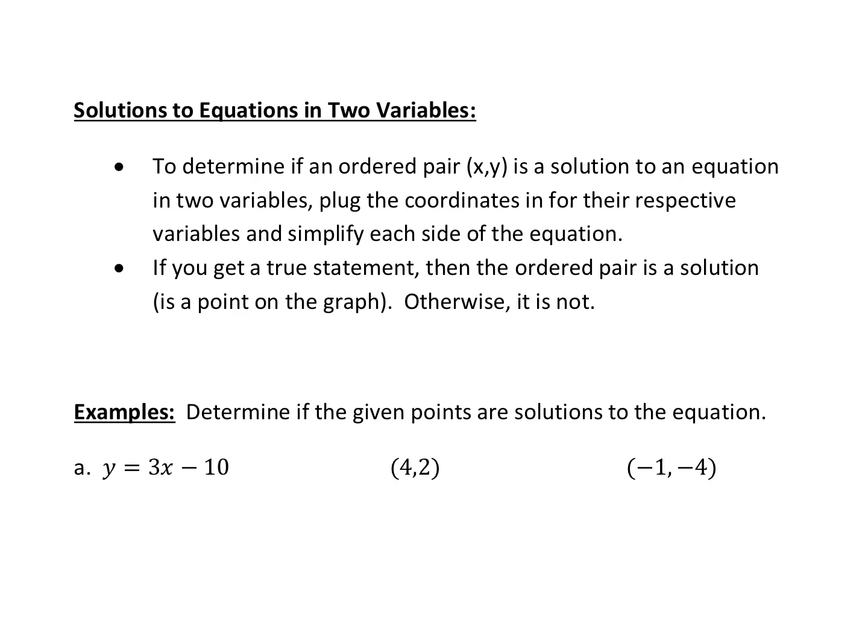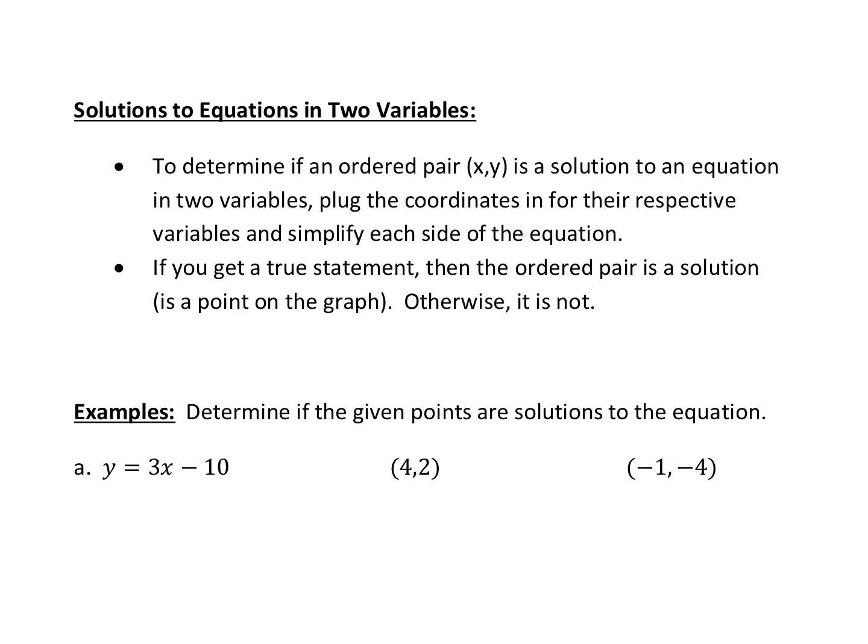So, when we have equations that have two variables, our solution is going to be an ordered pair x comma y. And just like when we talked about equations in one variable, we do the same thing for equations in two variables. We want to plug the coordinates in for their respective variables and simplify each side of the equation. If you get a true statement, then the ordered pair is a solution. Another way that you can say this is it is a point on the graph. Otherwise, it is not.